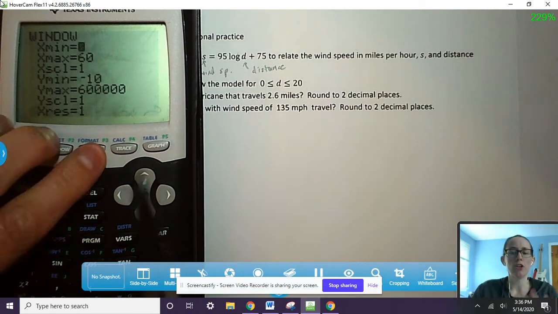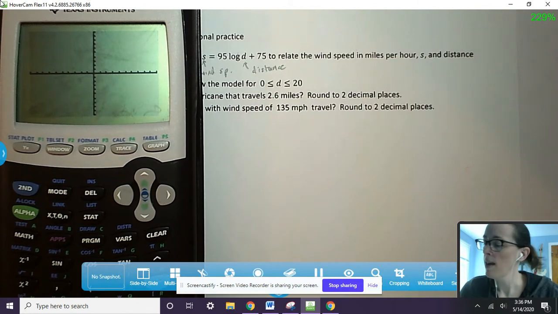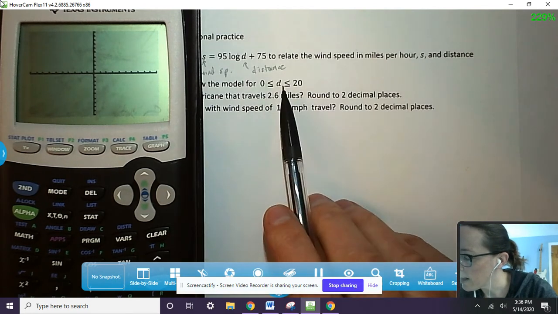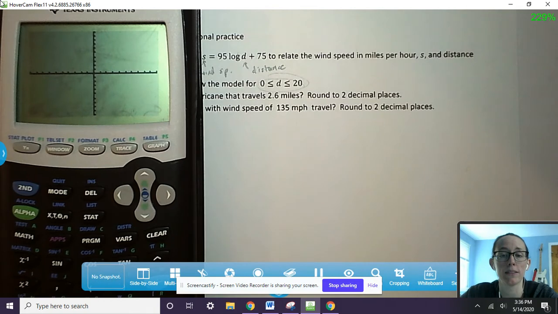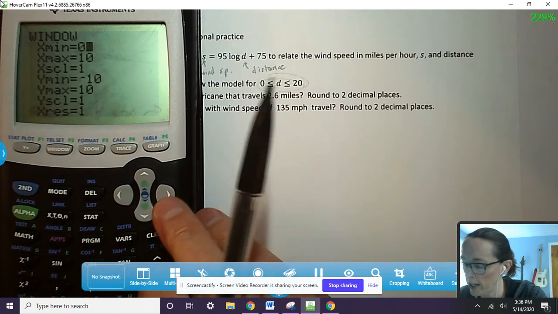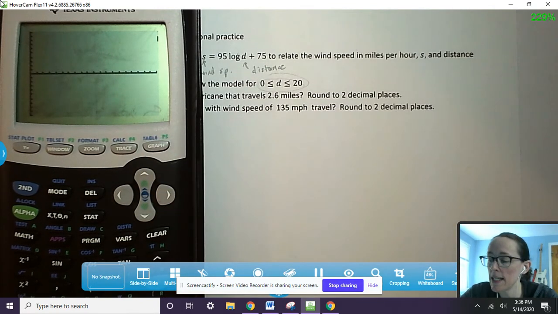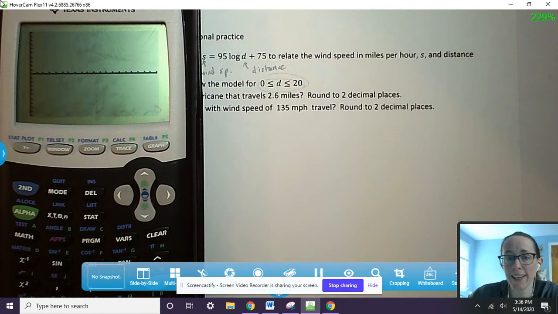Let's start in Zoom Standard. Hit Zoom, please. Go to Zoom 6, which is Zoom Standard. And then it tells us what to use as our X min, X max. So for my window, I'm going to go 0 to 20. And when I hit graph, I might not see anything. I'm not sure yet. Yeah, a lot of times these numbers don't fit in here. So the trick from last time, do you remember what button I pressed?